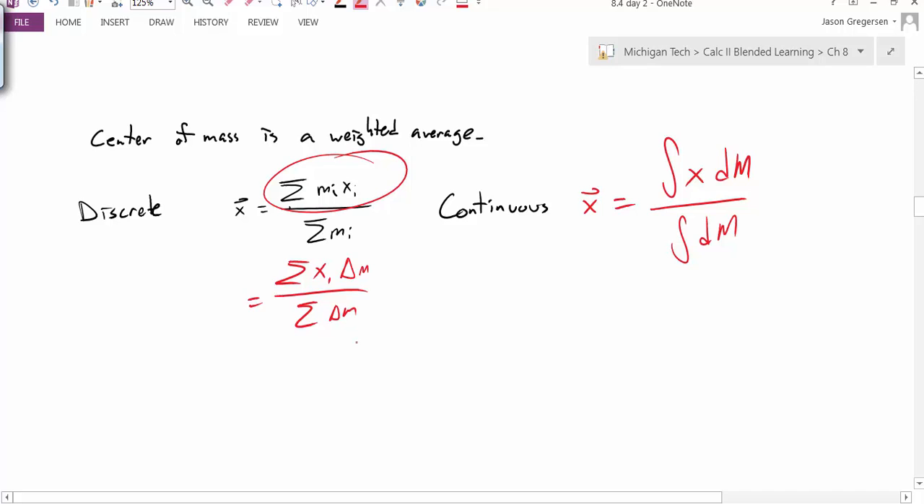Now give me some sort of approximate value, and I would take a limit, and those would both turn into integrals with respect to m. That's essentially what I get over here. Okay. But then what is this delta m thing? Well, let's look at a problem here.